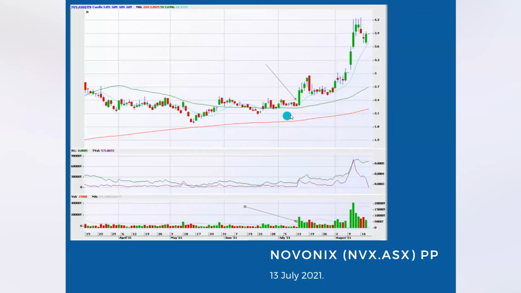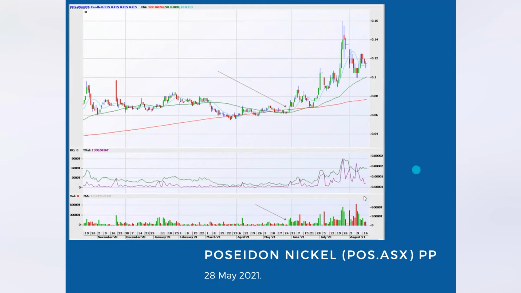This is kind of a textbook example to start with, coming out of the base, 10-day over the 50-day, over the 200-day, and then that candle sitting within the 10-day. This is textbook. This is what you'll see in most descriptions. Next, we're going to have a look at some exceptions. The next example is Poseidon Nickel.